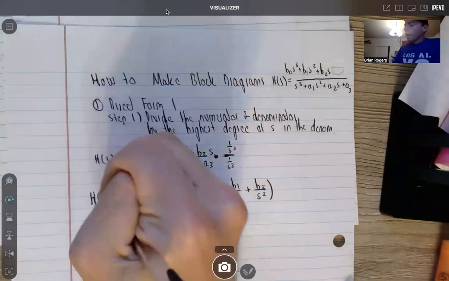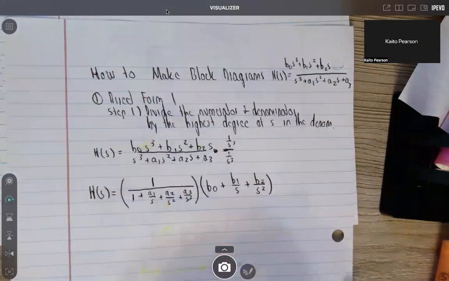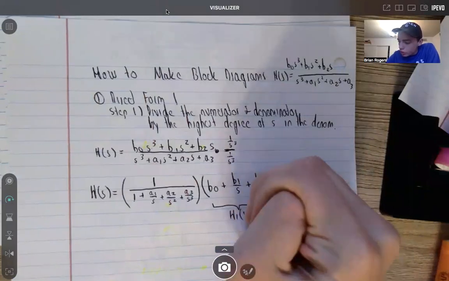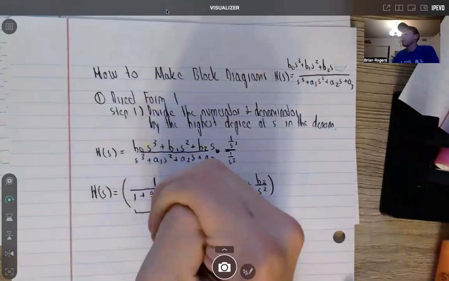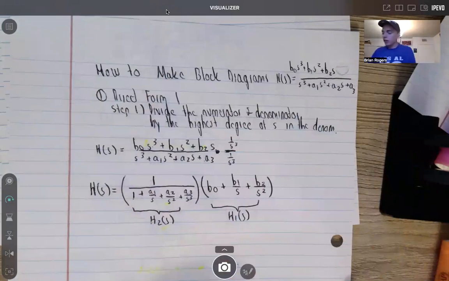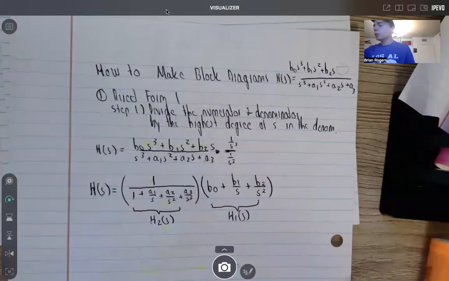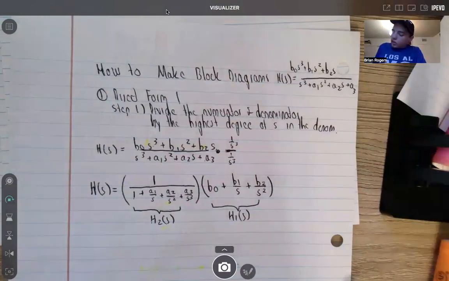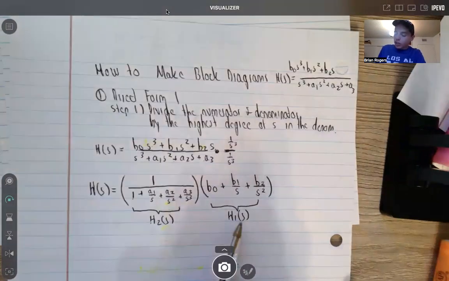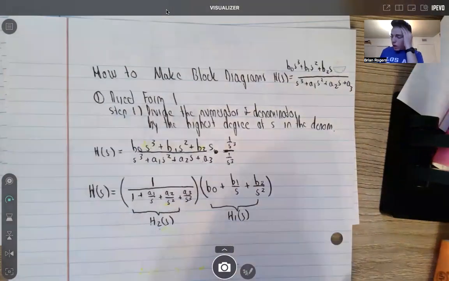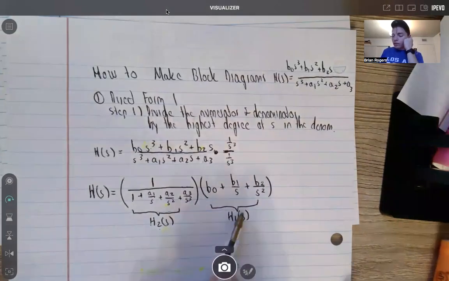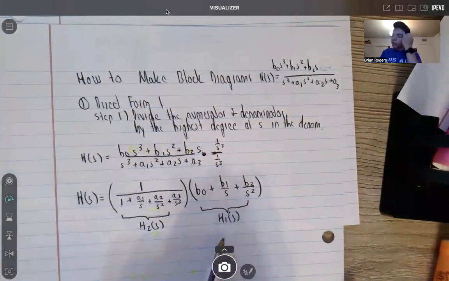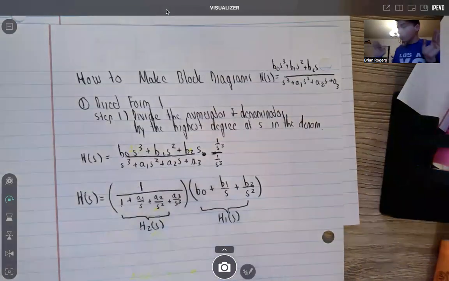Okay, so now that we got that, this one is going to be H1 of S. This one is going to be our H2 of S. Now if we're going to try and build this, how are we going to do it? Why did I choose H1 of S here and H2 of S here? Remember, this was your numerator. That's why it comes first: you first write the numerator, then the denominator. That's just a tip. Maybe that helps, maybe that doesn't.